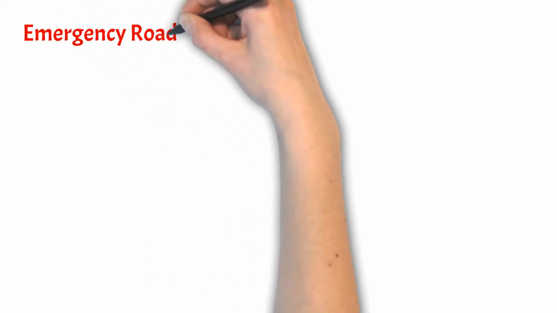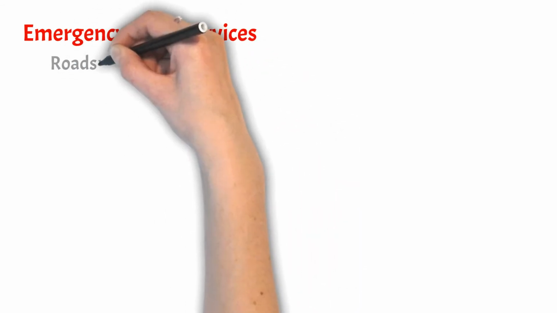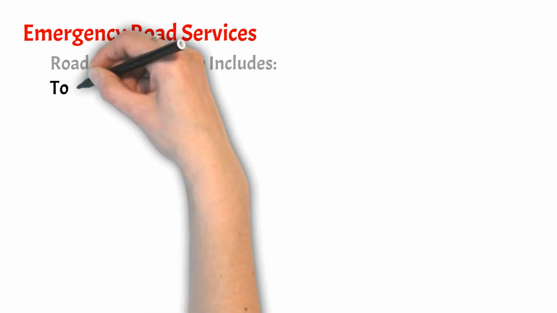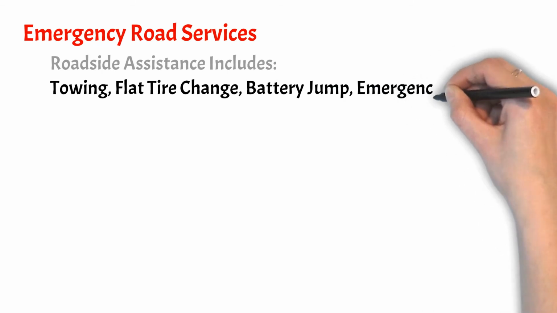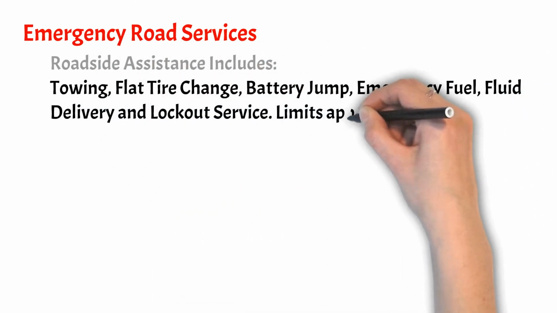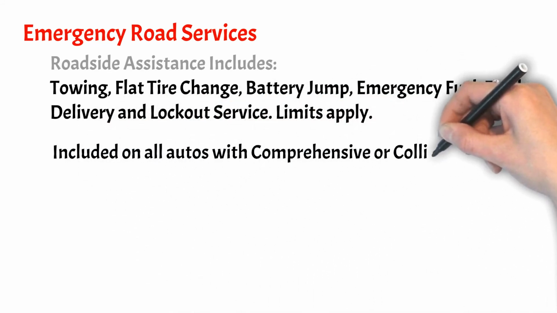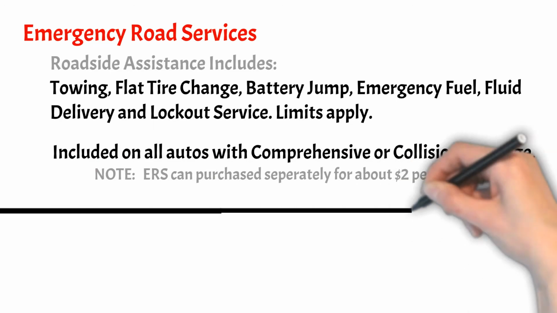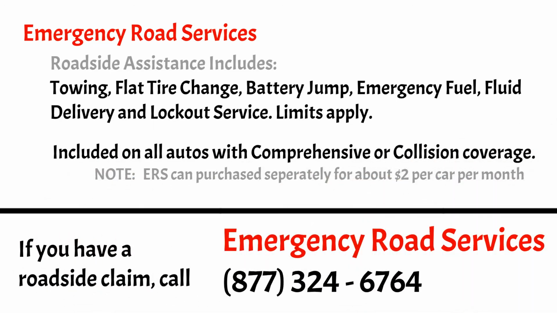Now, let's move on to emergency road services. In the event of a roadside claim, you may call emergency road services. The roadside assistance included is towing, flat tire change, a battery jump, emergency fuel, fluid delivery, and lockout service. This service is provided to all autos with comprehensive or collision coverage. If you do have a roadside claim, call this number to contact emergency road services.